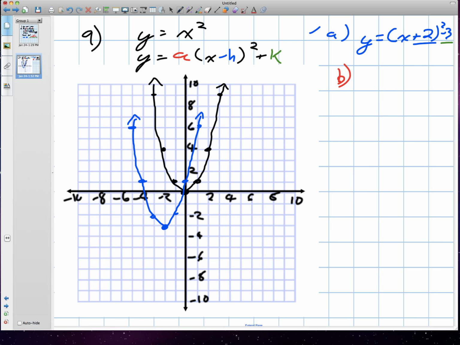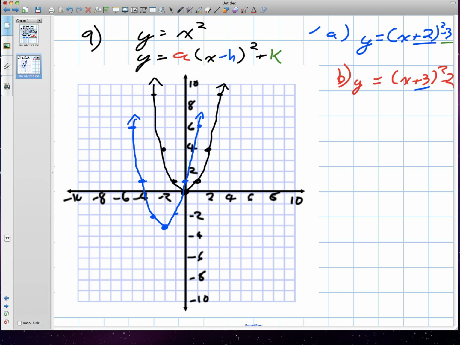All right, question 9b. They've given us a similar one: y is equal to (x plus 3) squared minus 2. Again, we don't have an A, but it's not the same thing. Our H is a different number. What is our H in this version? 3. So which direction do we move the vertex?